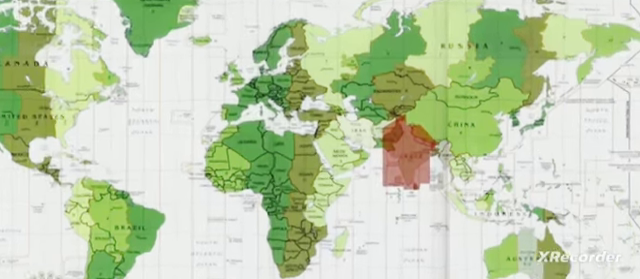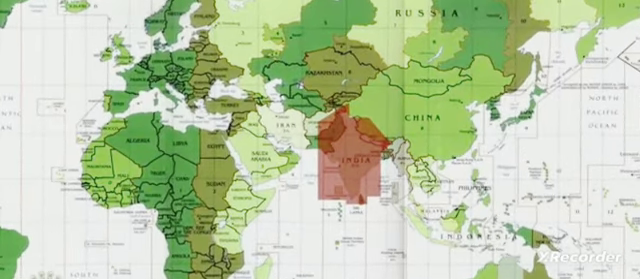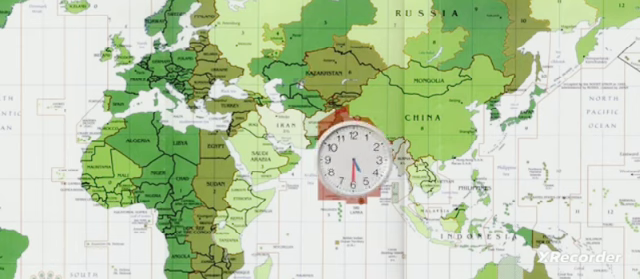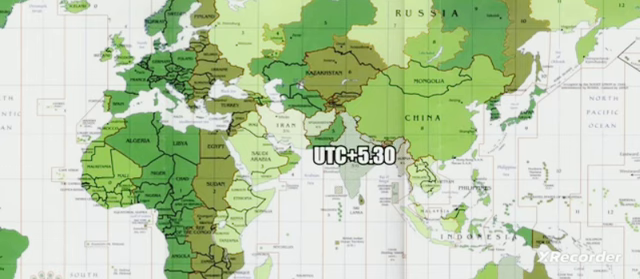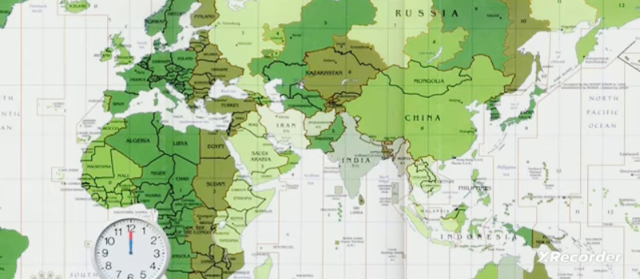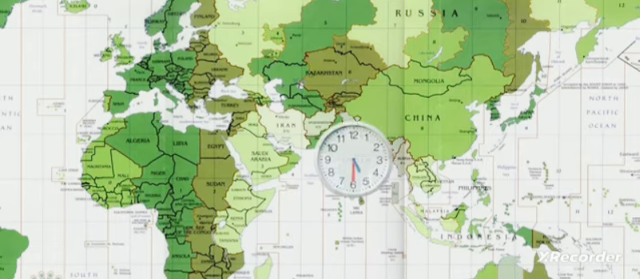For example, India maintains a time zone of 5 hours and 30 minutes ahead of Coordinated Universal Time. So we write it as UTC plus 5 hours 30 minutes. It means if it is 12 noon at Greenwich in London, the clock in India would be 5:30 p.m.